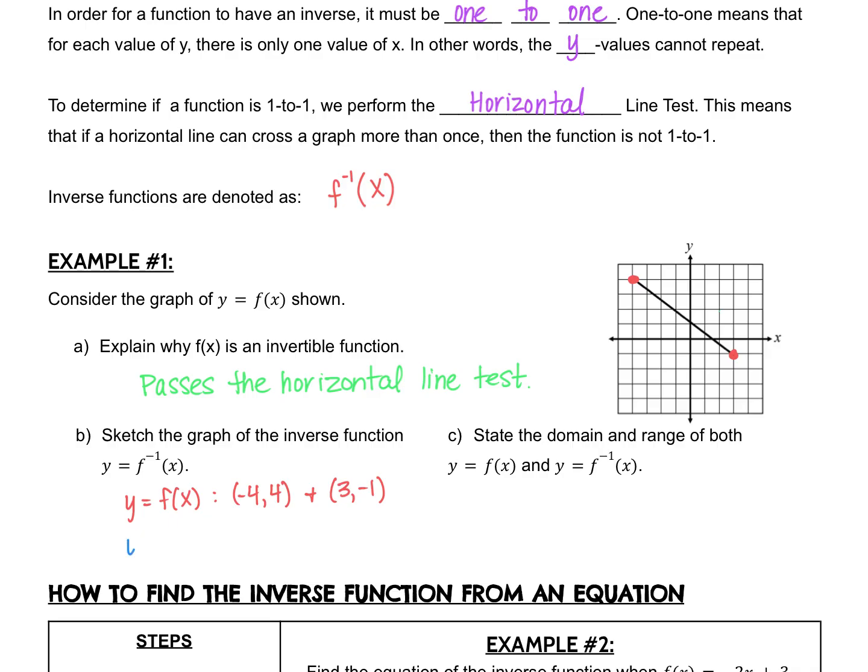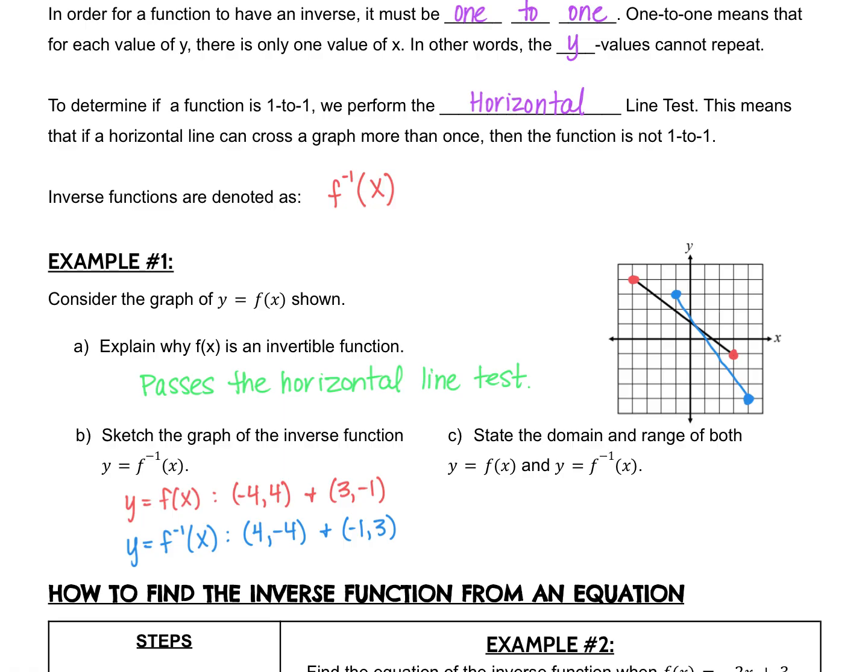So for our inverse, or y is equal to the inverse of f of x, we swap the x and the y value. So we're going to have (4, -4) and (-1, 3). And we can plot those. So if I plot (4, -4), I will be here. 1, 2, 3, 4. Go down 1, 2, 3, 4. I will be here. If I were to graph (-1, 3), I will end up being here. And then I can draw the line between them. So that is my inverse in blue.